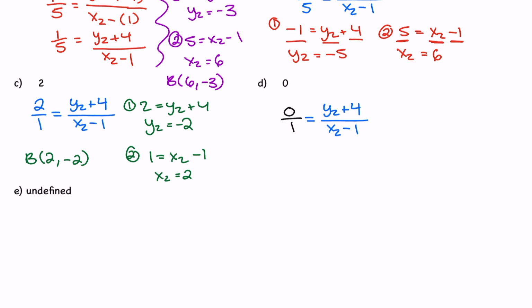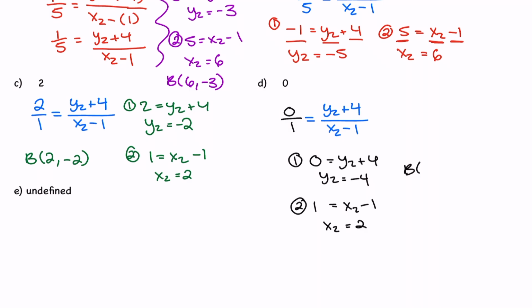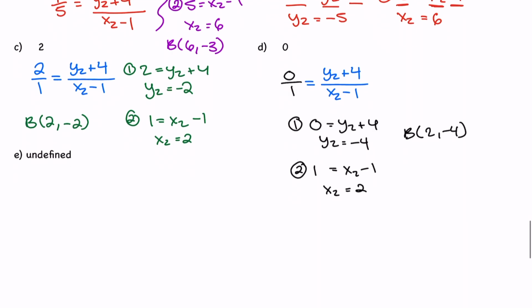And from this, we get our two equations, where our first one is 0 equals y2 plus 4, and our second is 1 is equal to x2 minus 1. So solving, we get y2 is equal to negative 4, and x2 is equal to 2. And our point B would be (x2, y2), so (2, negative 4).